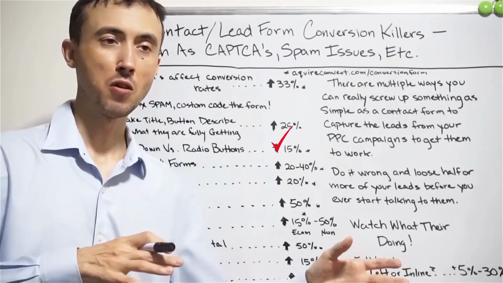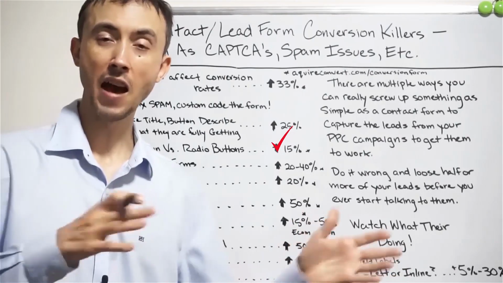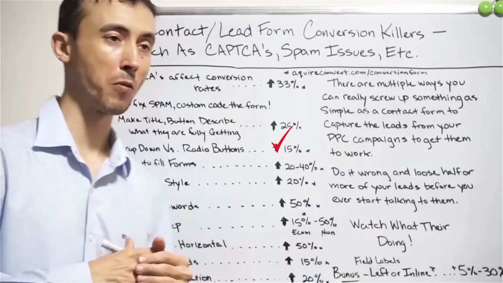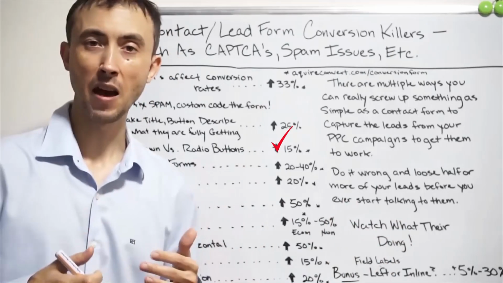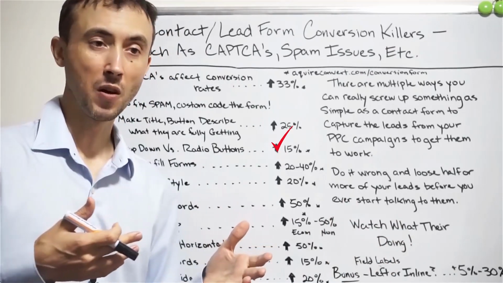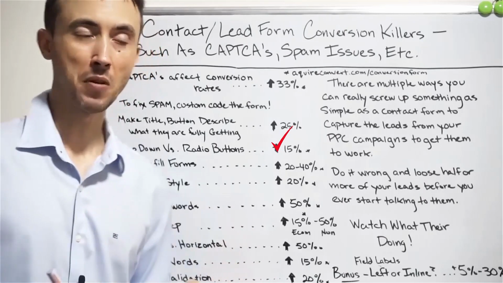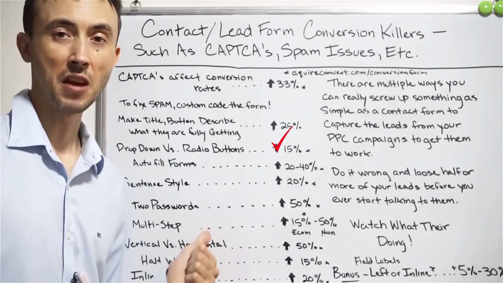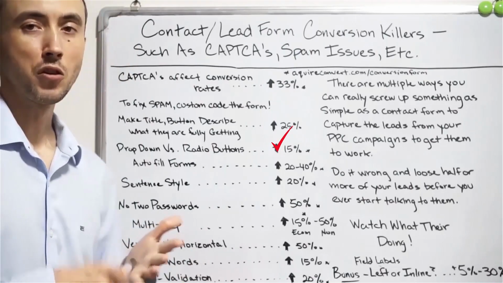There was a study that showed that people would really rather, on average, clean a toilet than fill out a contact form, because a lot of people can't type fast. For people on the phone, it's very difficult to type in a form. So this is why this stuff has such a big impact on your conversion rates.